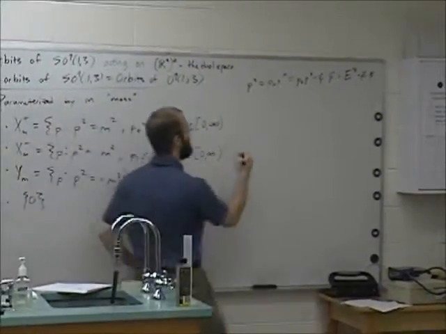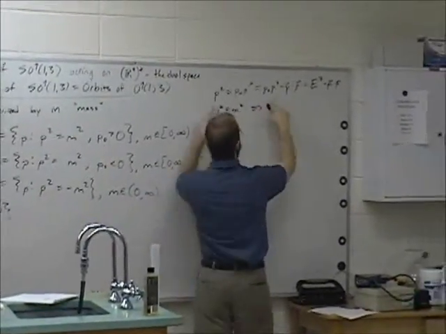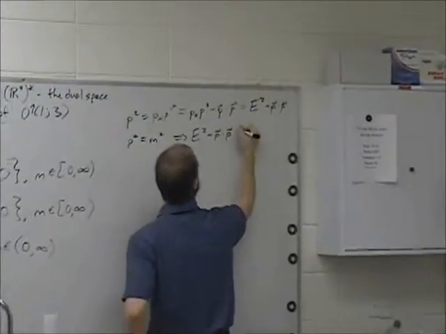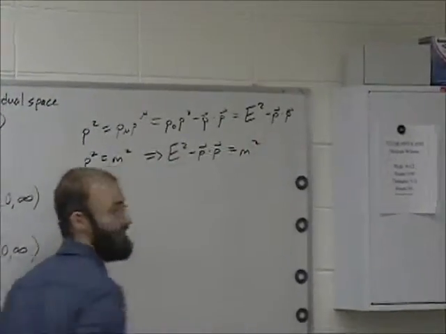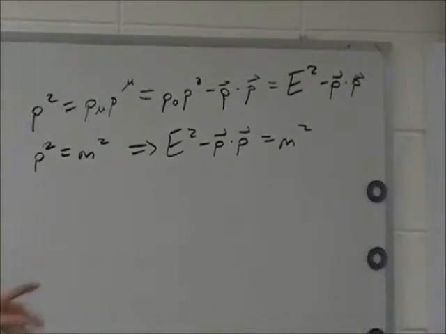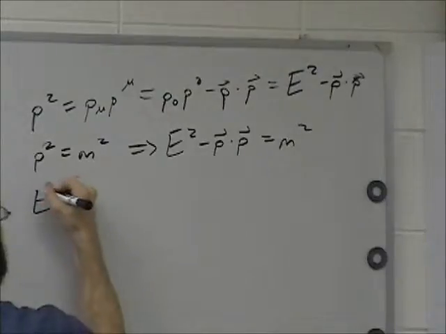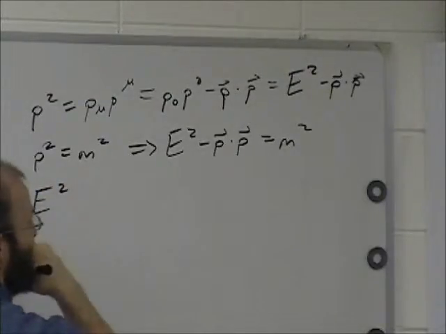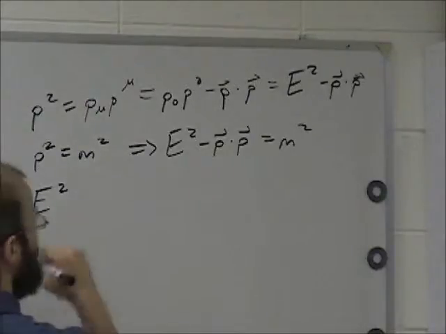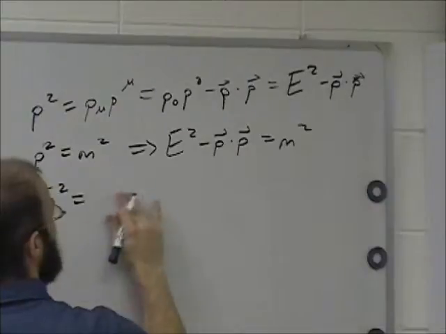P squared equals m squared. That's the same as saying p squared is e squared minus p dot p equals m squared. And now, since e squared minus p squared equals m squared, if I throw some c's in there, you get m squared c to the fourth.